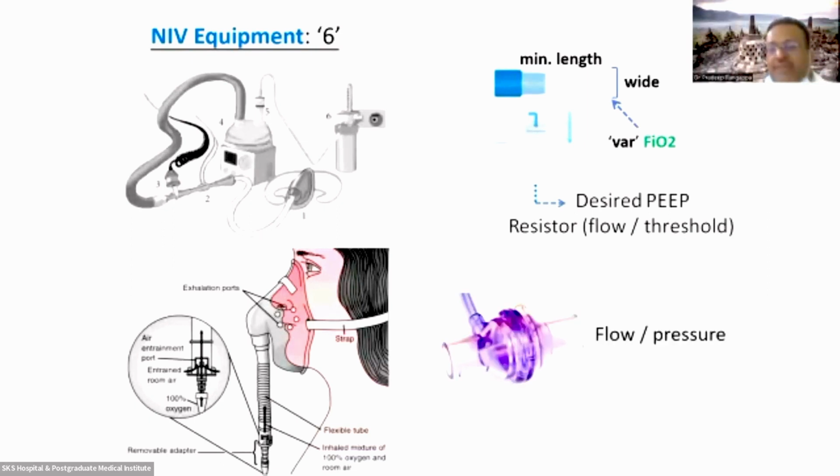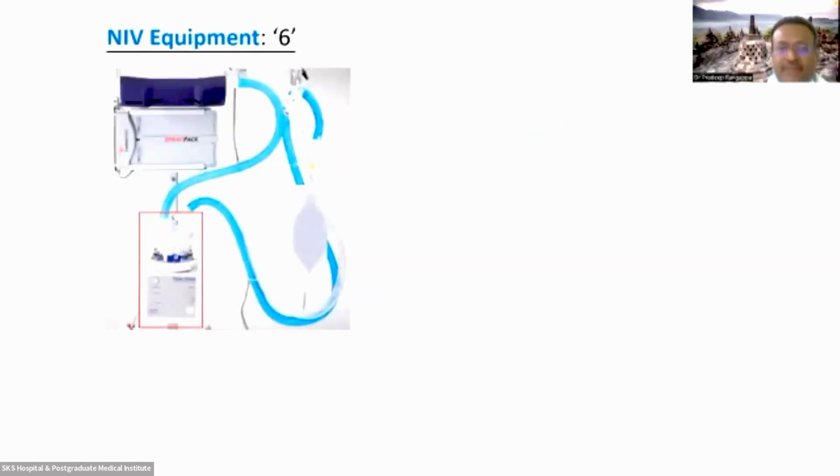And the NIV machine is meant to have flow and pressure sensors to identify and follow up on the pressures and flows that are set for these patients. Many times you would see the sensors may be dysfunctional, so then you would need to know what the target flows and pressures are that you need to set on the machine.